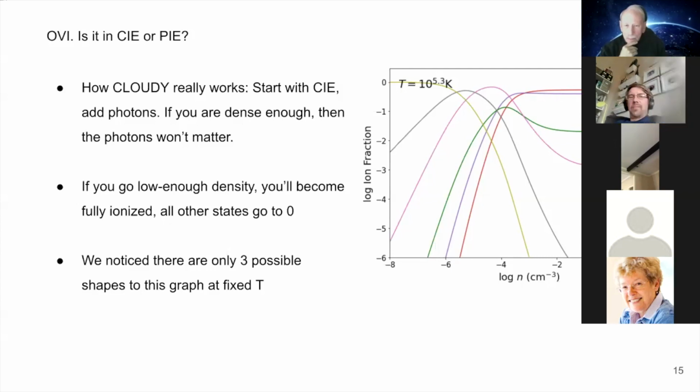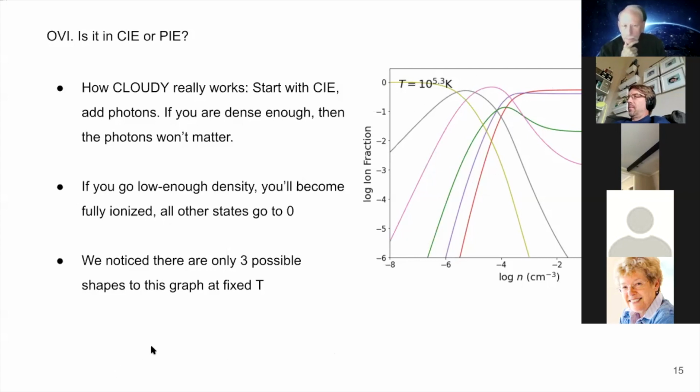Oh, I guess I never mentioned this. The way we're using these Roman numerals here, oxygen 4, 5, 6, is how many times it's been ionized. So oxygen 1 is neutral, has not been ionized. Oxygen 2 has lost 1 electron and is at +1. Oxygen 3 has lost 2 electrons, etc. So oxygen has 8 electrons. It can go up to oxygen 9, which has all of them removed. So if you go to low enough density, you become fully ionized. Oxygen 9 becomes 1. Everything else becomes 0.